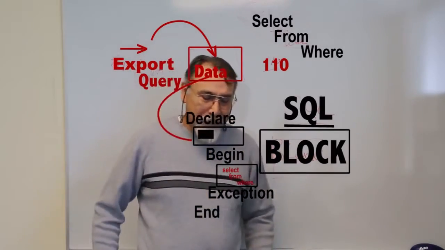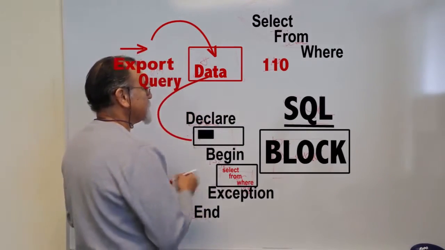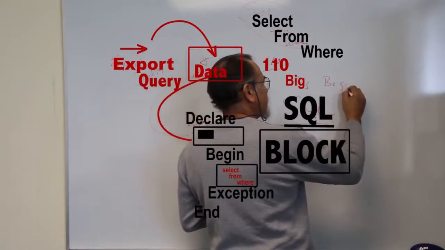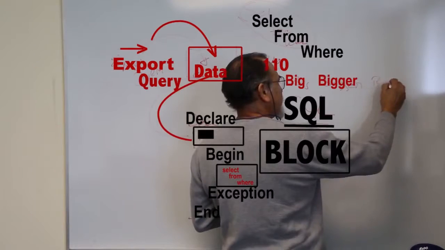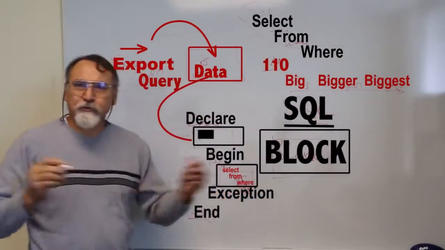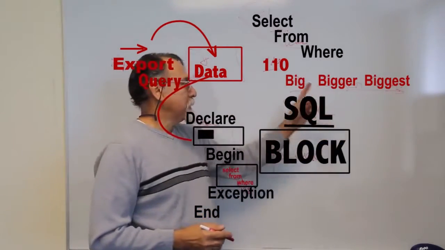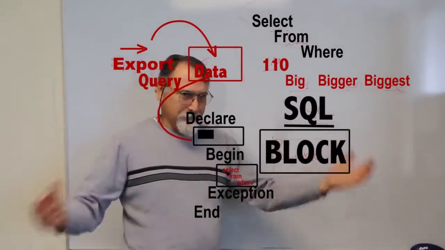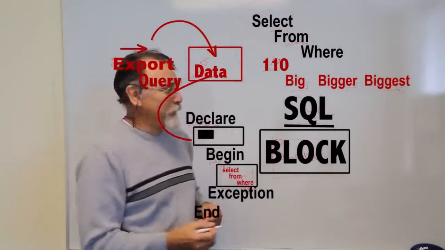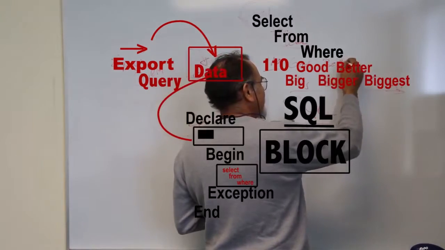When you were learning English, do you guys remember big, bigger, and biggest? That was the progression on precision. Okay? So you had progression on precision. Big, bigger, biggest. And then you wind up with good, better, and best.